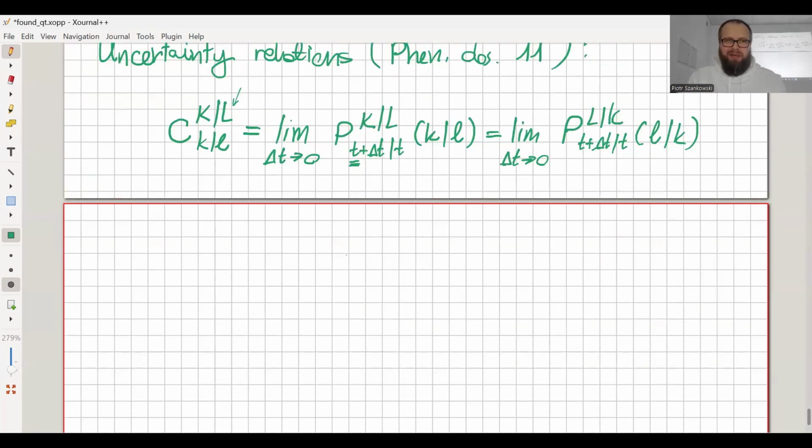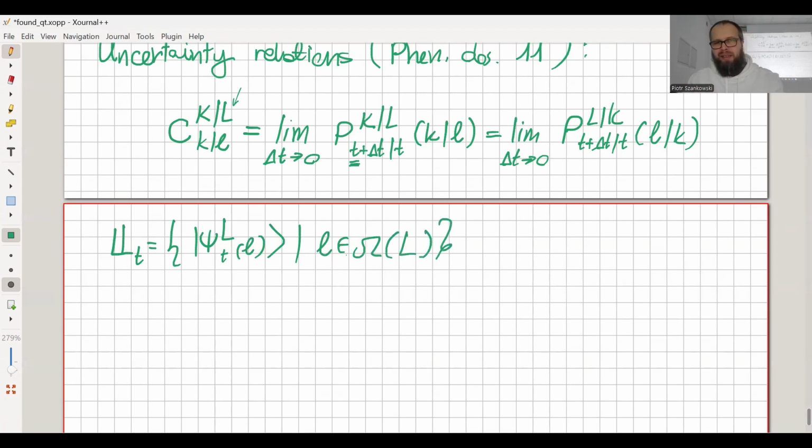So if we denote by |L_t> a basis associated with observable L, Omega L, okay, then we would have an associated unitary transformation that is responsible for transforming. It actually transforms this way. Okay, transforming the bases at different times.